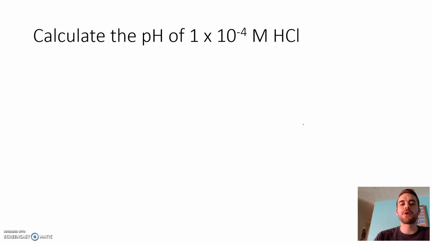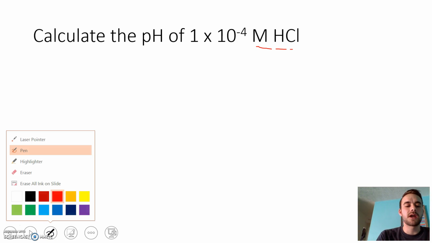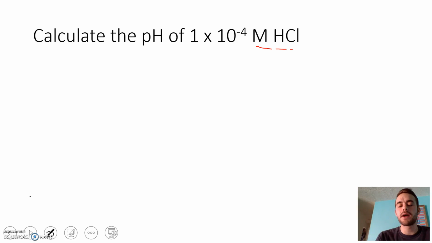Okay, so for this problem, you're going to calculate the pH of something that is 1 times 10 to the negative 4 molar HCl. Don't forget that molarity is talking about moles per liter or moles divided by liters. So this is saying that you have a solution that is hydrochloric acid, and you need to calculate the pH of it. For the most part in chemistry, if you have something that starts with an H, you're dealing with an acid. If you have something that ends with an OH, then you're dealing with a base.